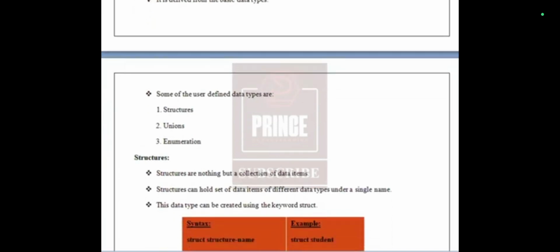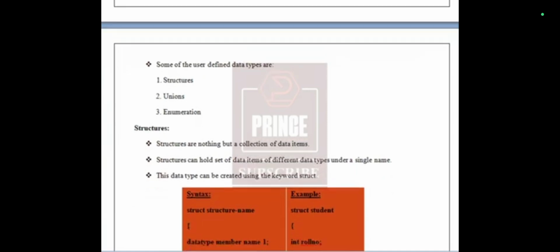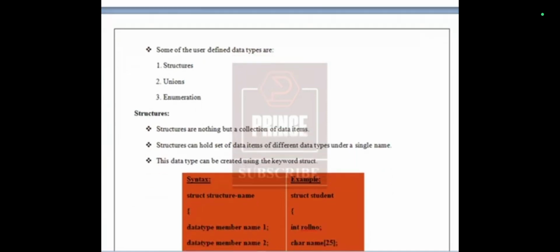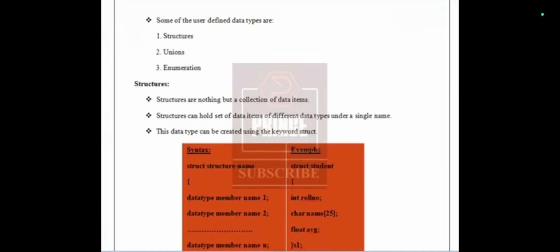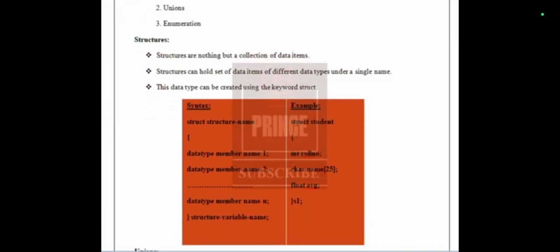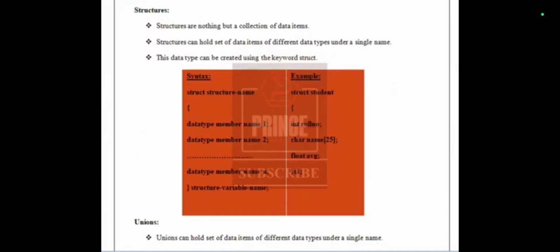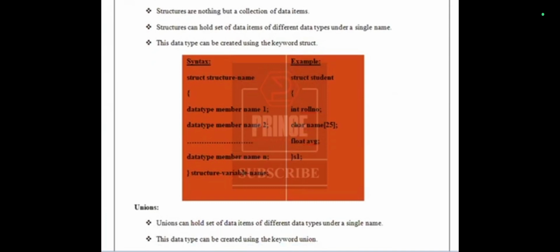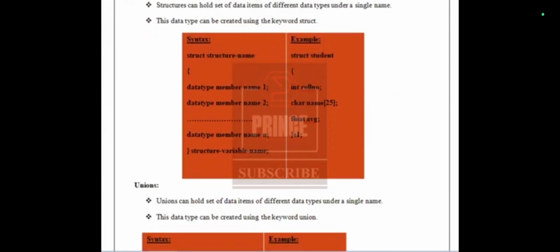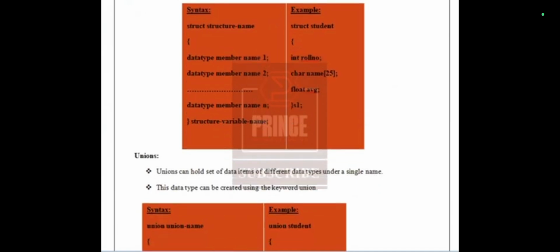Structures can hold a set of data items of different types under a single name. These data types can be created using the keyword struct. So struct is a keyword. It is used for declaring a structure. The syntax is given: struct, structure name and curly brackets, data type, member name, and close the curly brackets. The structure variable name is given after the curly brackets and terminated using a semicolon. An example is also given side by side, you can refer to it.